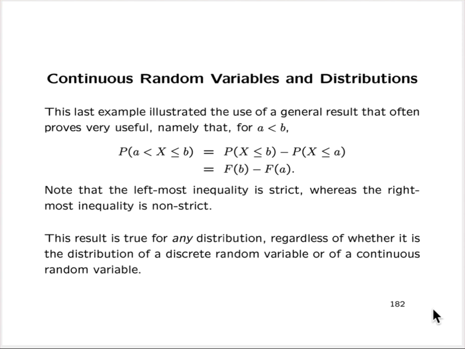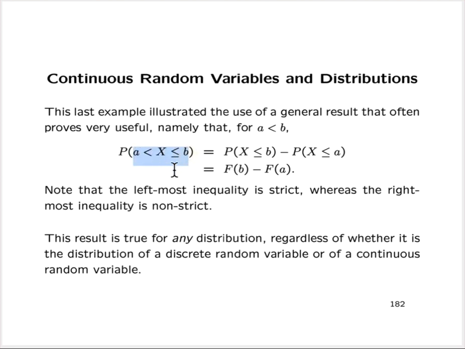Now, this last example illustrated the use of a general result that often proves very useful, namely that for A strictly less than B, the probability that X is greater than A and less than or equal to B is equal to the probability that X is less than or equal to B minus the probability that X is less than or equal to A. Now, this is useful because this is just the difference between the values taken on by the CDF at B and A.